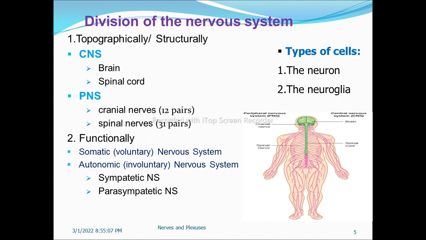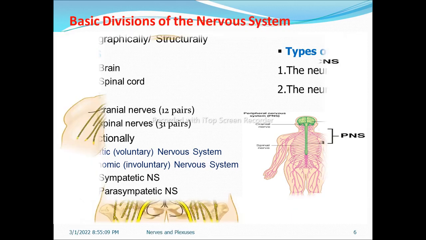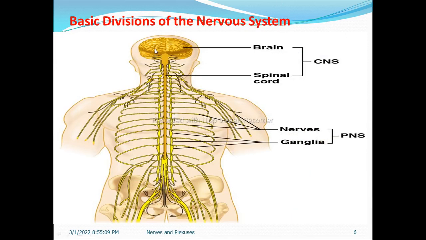The sympathetic nervous system is stimulated when there is fight and flight, and the parasympathetic nervous system is active when there is rest and relaxation. So we do have two types of cells. The one is the neuron, and the other, the supportive cells, are called neuroglia. So this is an introduction part. So this is the brain, this is the spinal cord, together they are the CNS, and these are spinal nerves which arise from the spinal cord, and this is a ganglion.